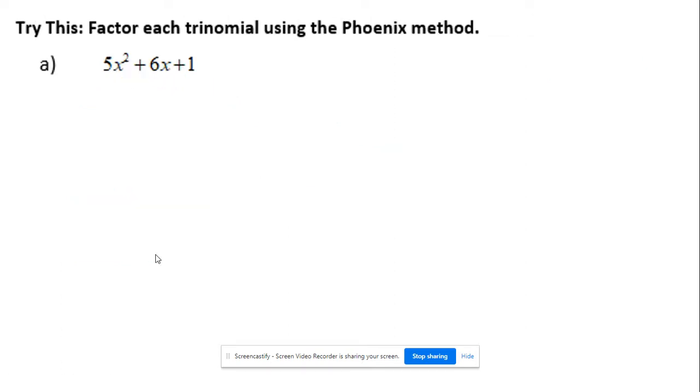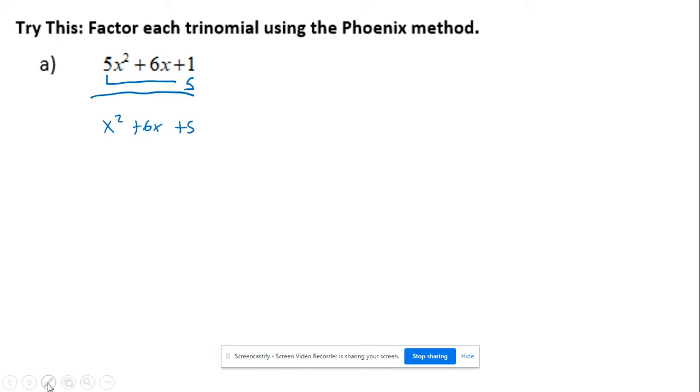Now, what I want you to try to do is to factor each trinomial using the Phoenix method. On this first one, try the first step and see if it matches up with what I do. So go ahead and try it right now. So hopefully you multiplied by 5 and you had x squared plus 6x plus 5.